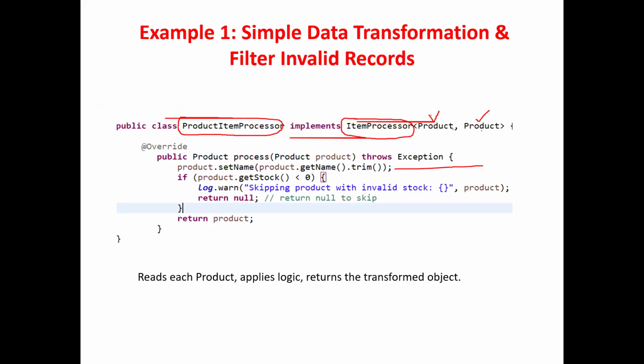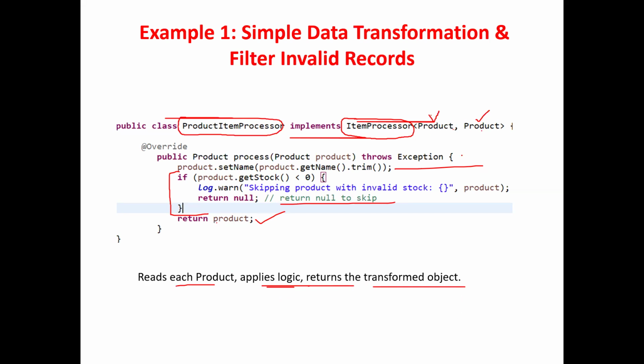See, the trim operation. If someone sends stock information as 0, I return a null value. I should not throw an exception. Simply I can go to the next record. Otherwise I can take that record and return the product. If the stock information is less than 0, then this if condition will be executed. If it is not less than 0, you return the product. Reading each product, applying the logic, and returning the transformed object. This is one type of record.